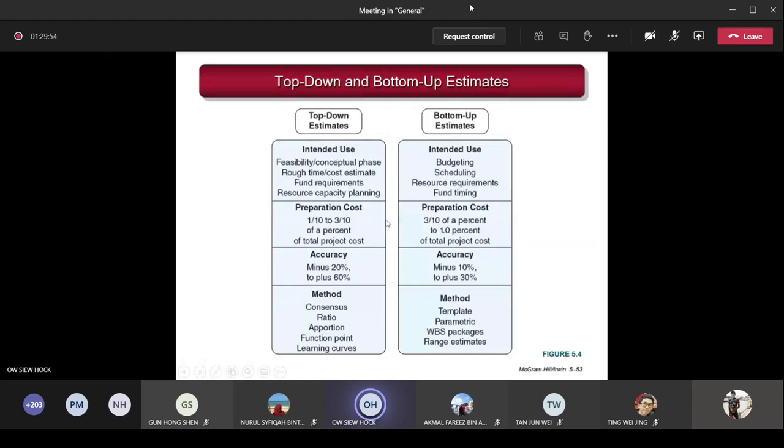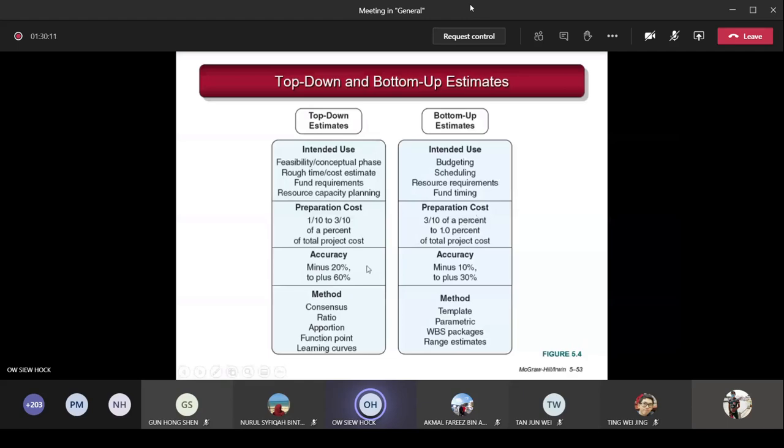So the preparation cost for the top-down approach is 1/10 to 3/10 of a percent of total project cost, but the preparation cost for doing the micro approach will be 3/10 of a percent to 1% of the total project cost. That's the preparation cost that we require to do the bottom-up approach.